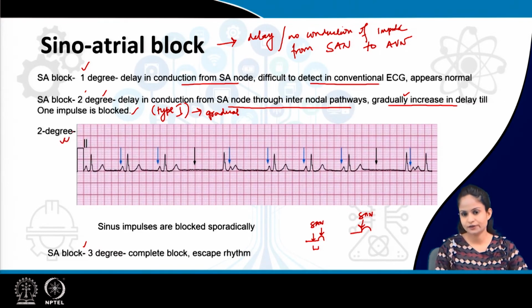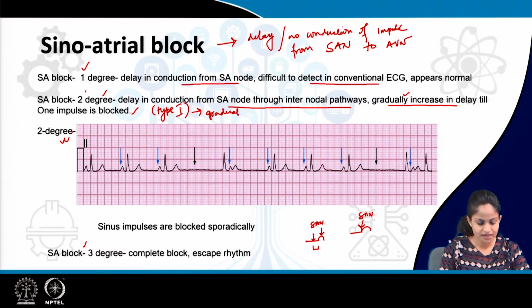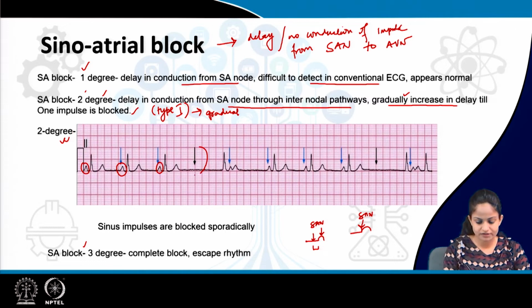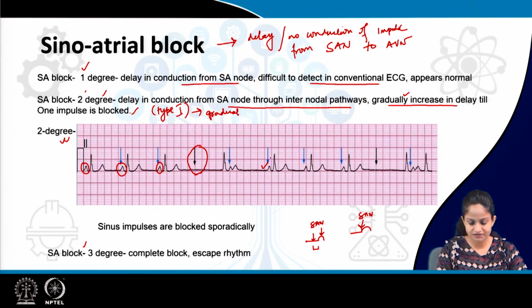In the second degree block, type 2, we usually get sporadic blockage of the impulses. There can be one blockage, two blockages, or three blockages. Here we can see this is the P wave, this is the P wave, this is the P wave, but here we do not see any P wave or QRS complexes. Again we see a P wave, again a P wave, but here again we have lost the impulse. So, this is the second degree block. The degree and nomenclature are based on the number of P waves you are getting and the number of blocks you are getting.